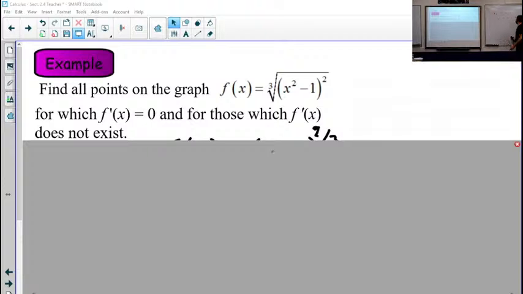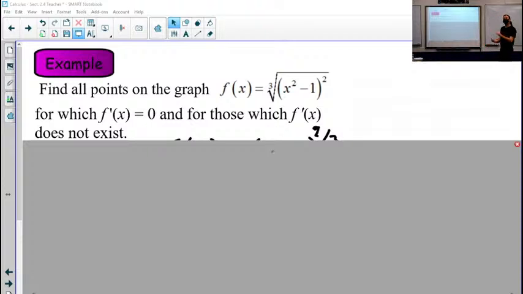Couple of things to do and get through today. We're just going to wrap up a couple more examples with the chain rule. And so we're going to find all points on the graph for which f prime of x equals 0 and for which f prime of x does not exist. So first off, we need to interpret where that is and what we should be looking for.